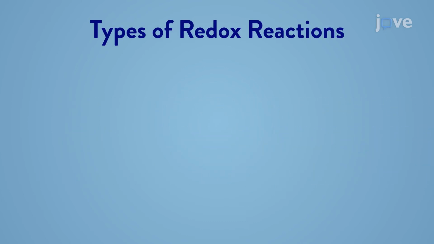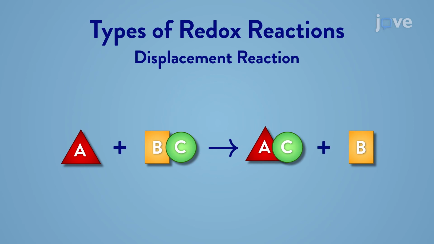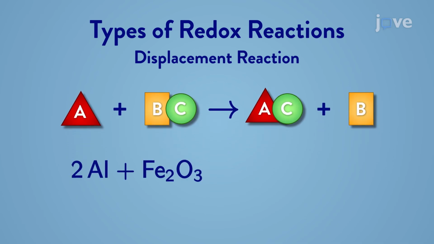Now let's introduce the 4 types of redox reactions. The first is a single displacement reaction, where one atom displaces another. You'll see this in a thermite reaction, where one metal is reduced and the other metal is oxidized.